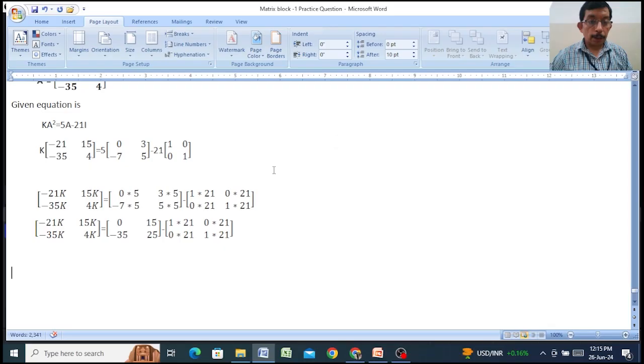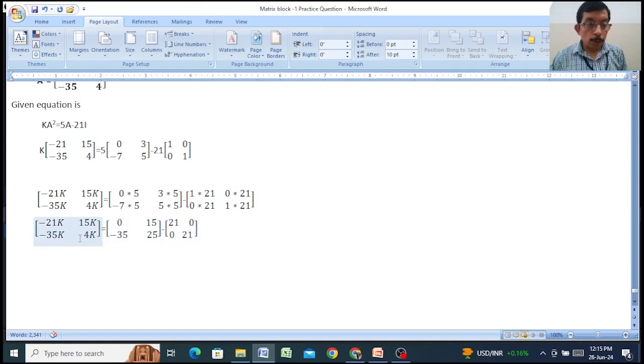One into 21. Note down 21 here. 0 into 21, 0. Note down 0 in here. 0 into 21, 0. 1 into 21, 21.